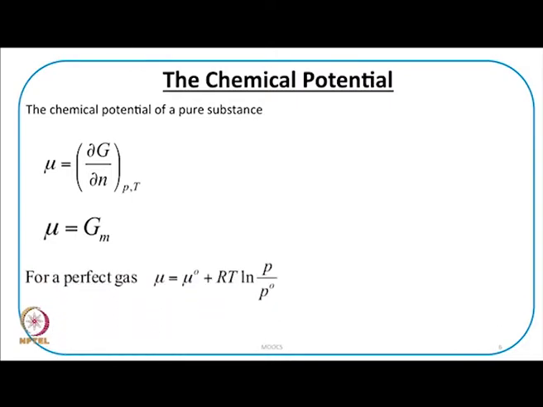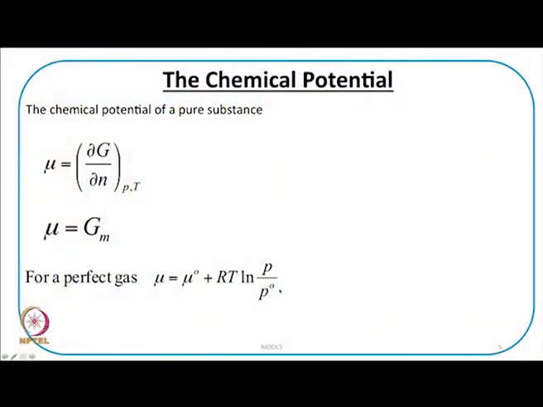Now, I would like to derive this expression, which is the definition of chemical potential for a perfect gas. If we are asked how do we write the chemical potential of a perfect gas, the answer will be mu is equal to mu naught plus RT log P by P naught. And you remember that mu naught is the standard state, and standard state of a substance means the substance has to be pure, the temperature can be any, but pressure has to be 1 bar. That means P naught here is 1 bar.